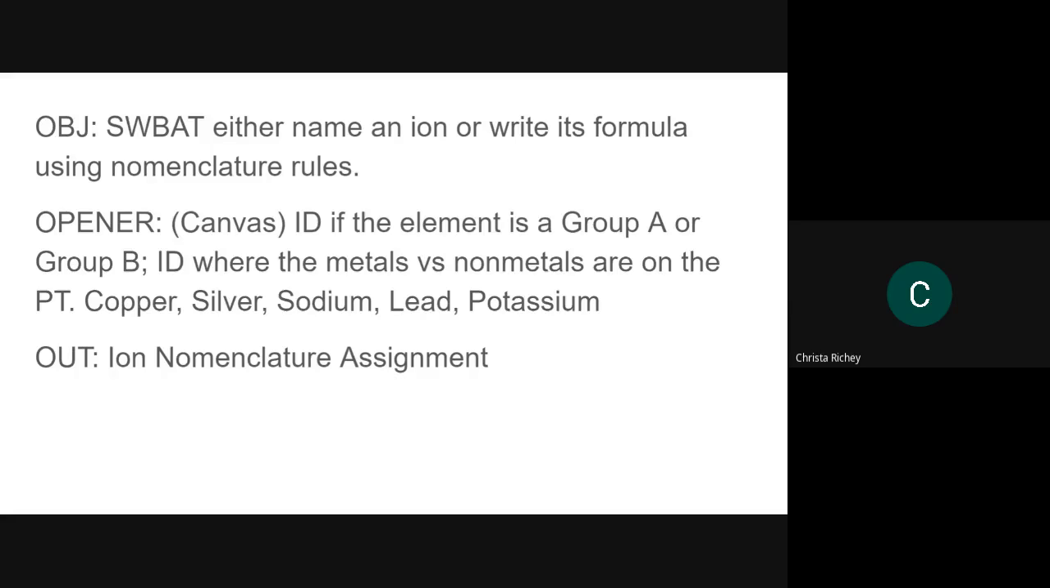First of all, copper. Copper is Cu. So you need to find copper. You tell me, is that a group A or a group B element? What type of metal is copper, if you have your color-coded periodic table?